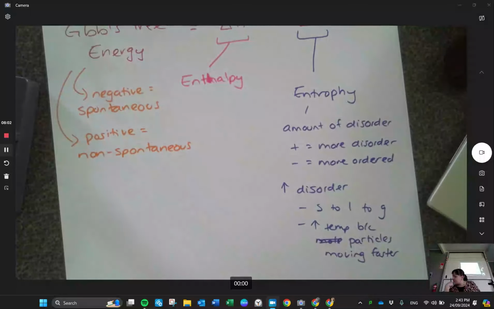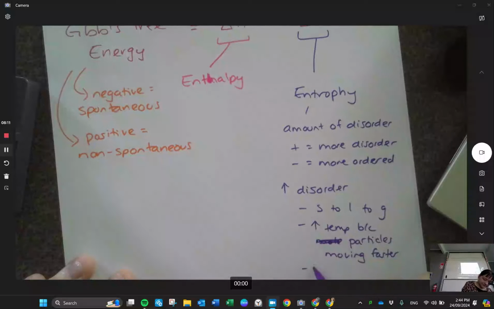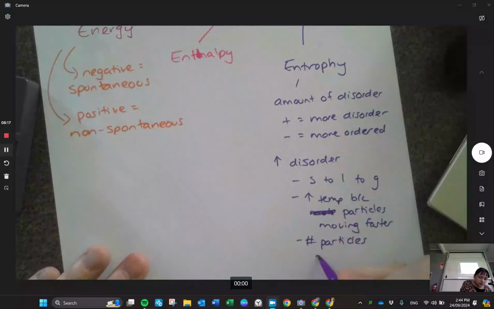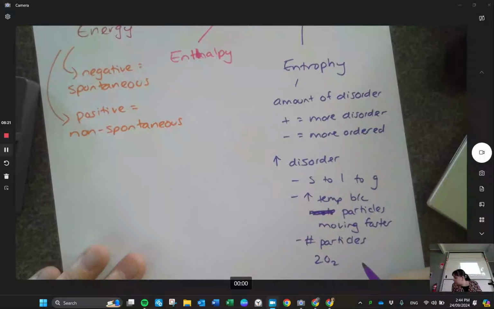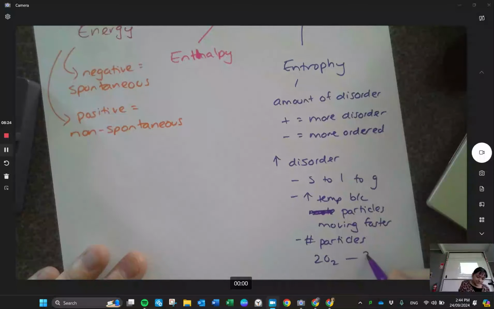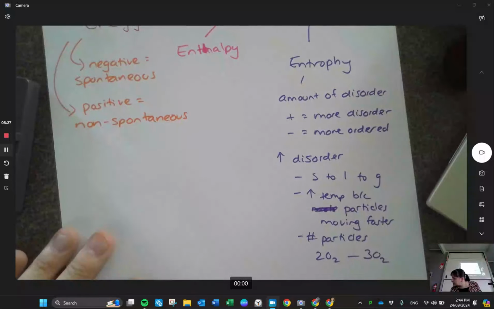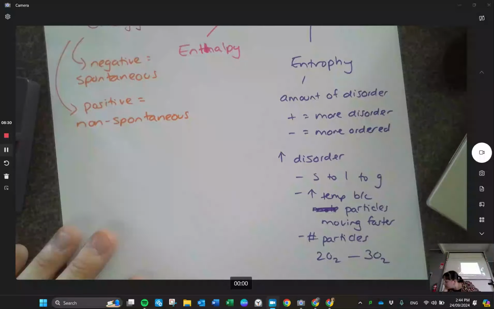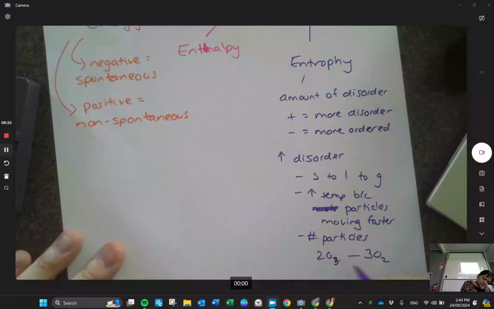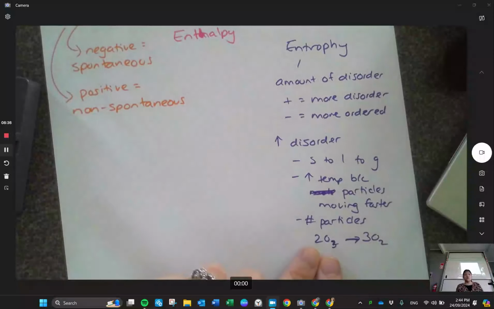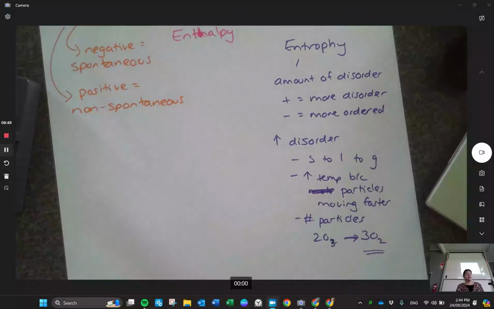And the other thing that helps increase our disorder is number of particles. So if I'm going to create more particles from that chemical reaction, that's increasing my disorder. So for example, if I'm looking at 2O3 versus 3O2 as my two choices, you see how we have ozone becoming oxygen? We have two molecules of ozone versus three molecules of oxygen. This is more disordered, so this is increasing entropy.